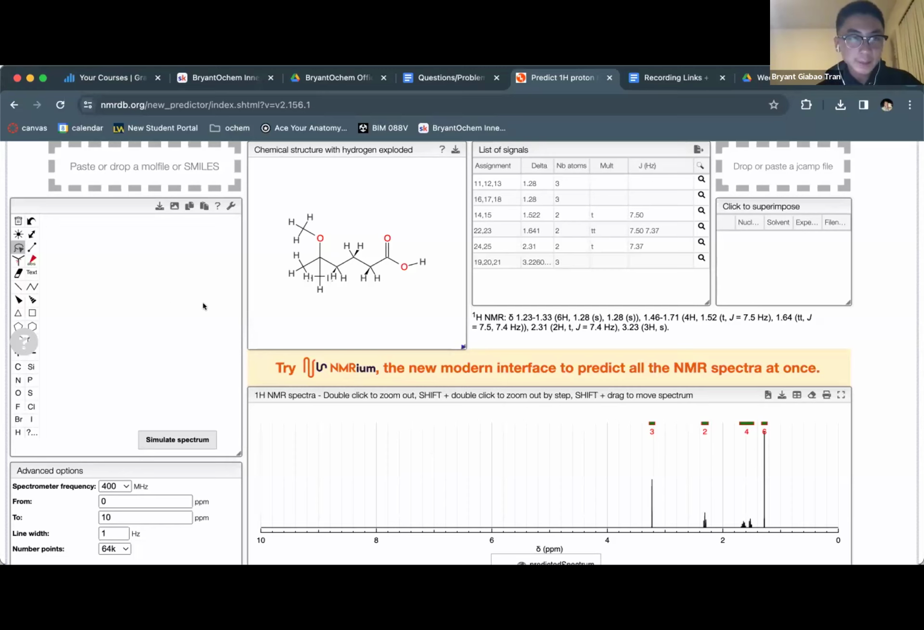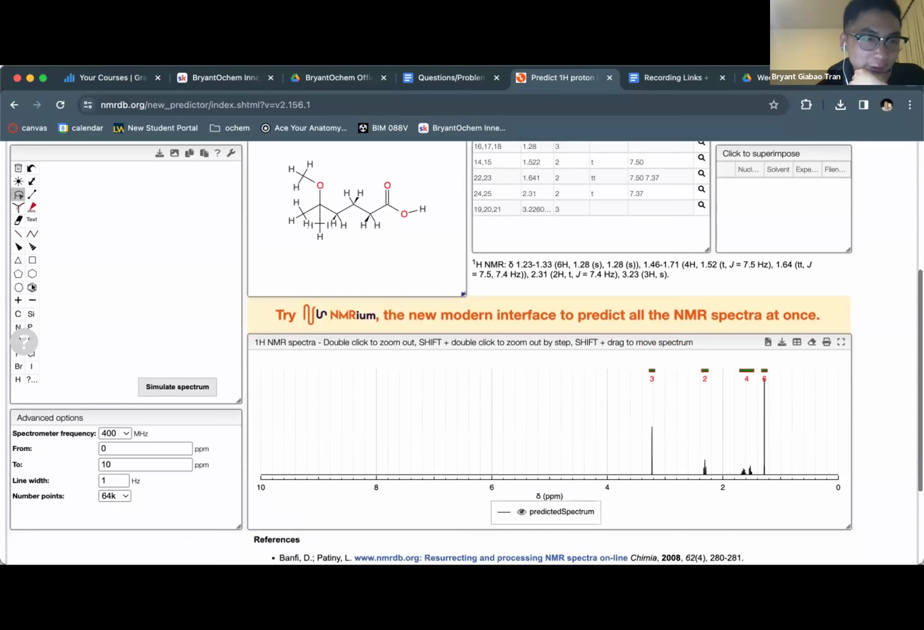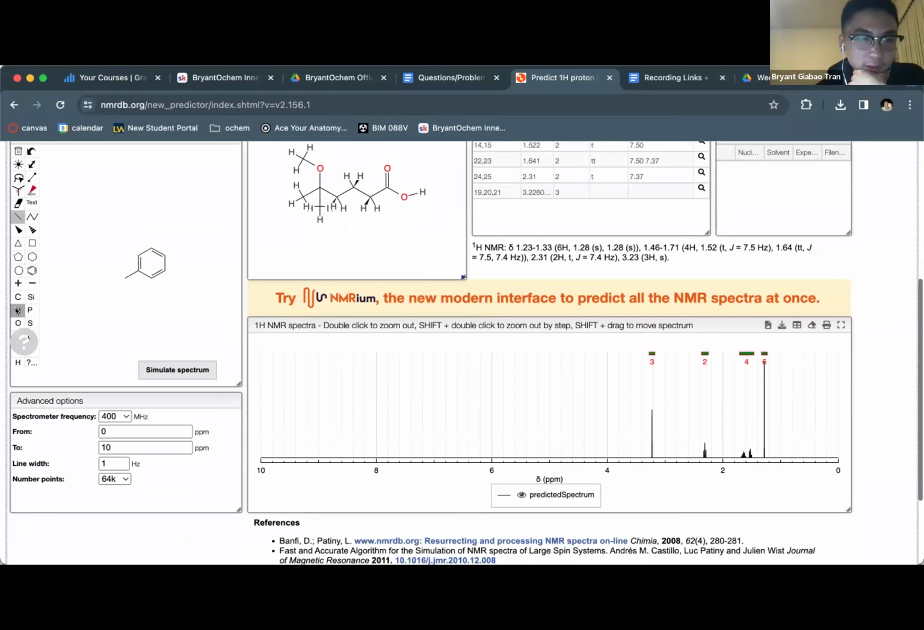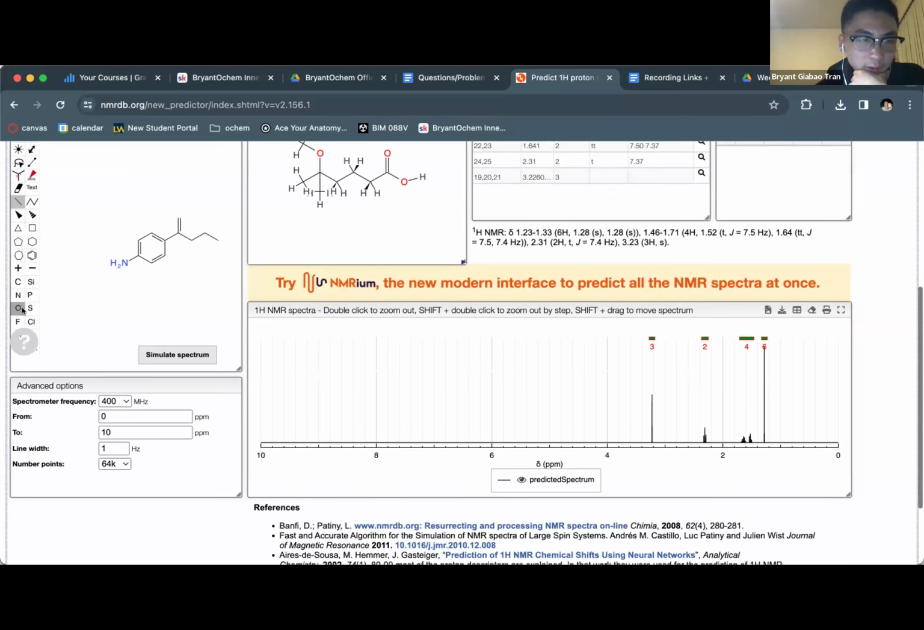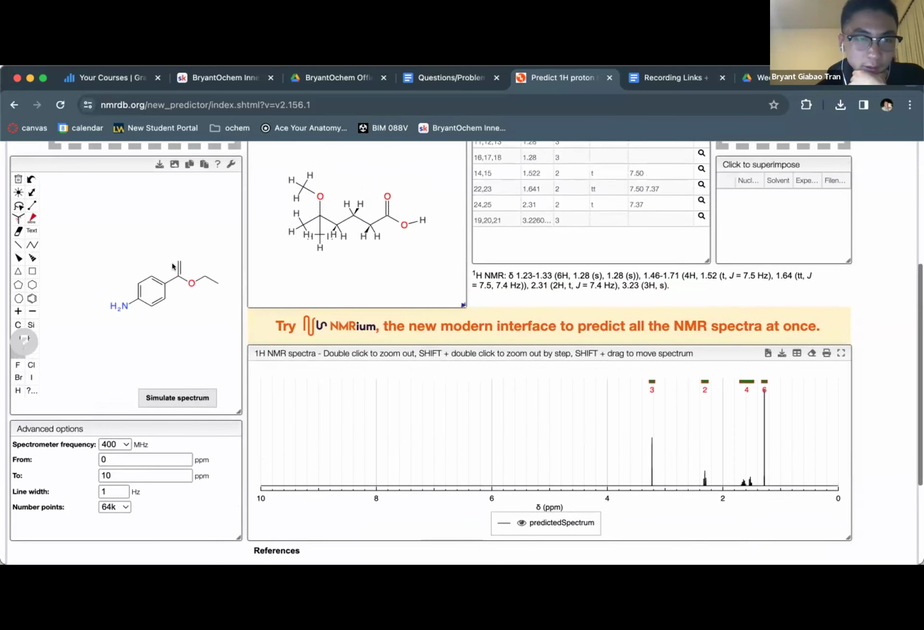Okay, so this is nmrdb.org, where you could draw in your structure of what you want to see and see what it looks like on HNMR. So let's try drawing the structure with the benzene ring over here. And let's start putting nitrogen here, and parallel to that, let's put an ester. Oxygen there, oxygen right here. Could simulate spectrum.